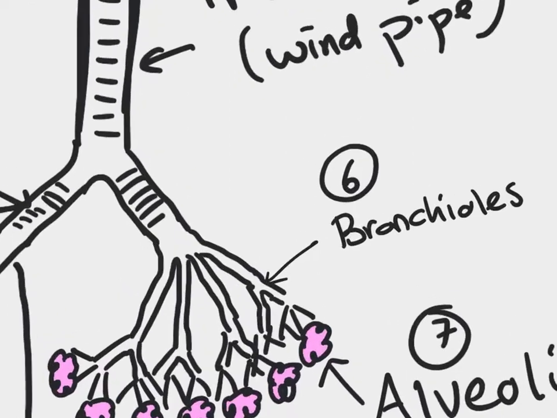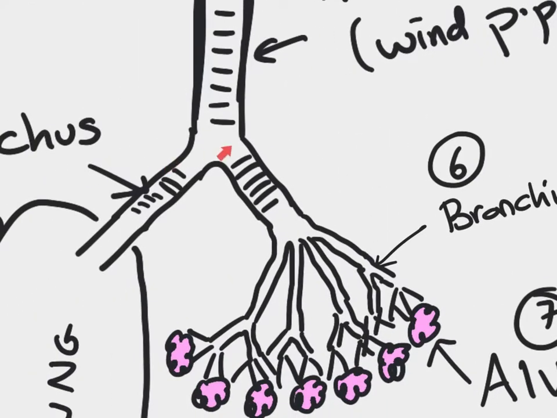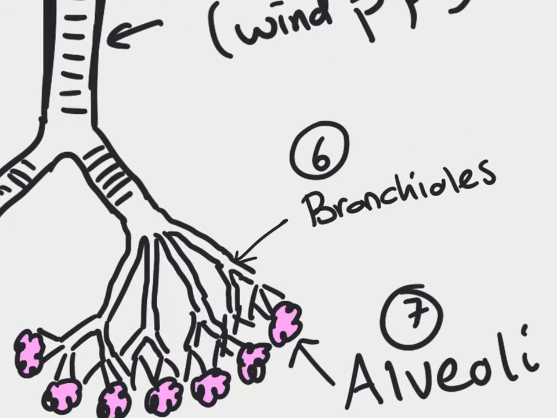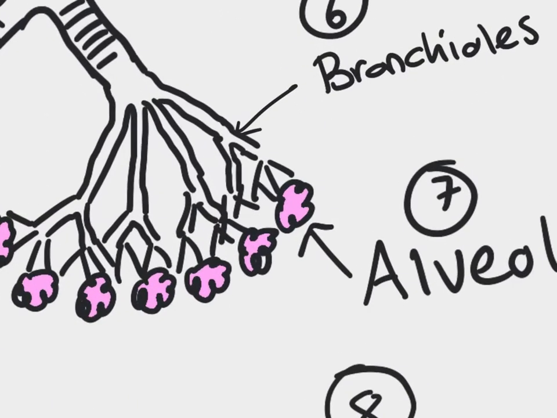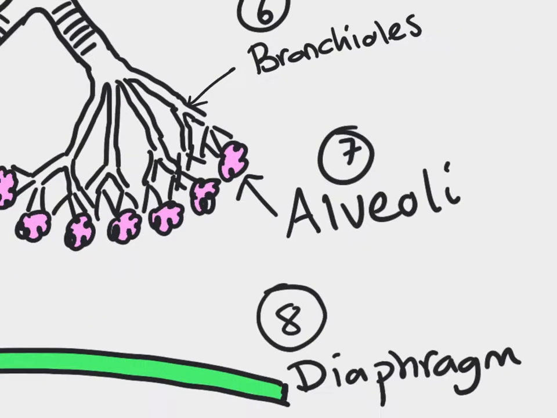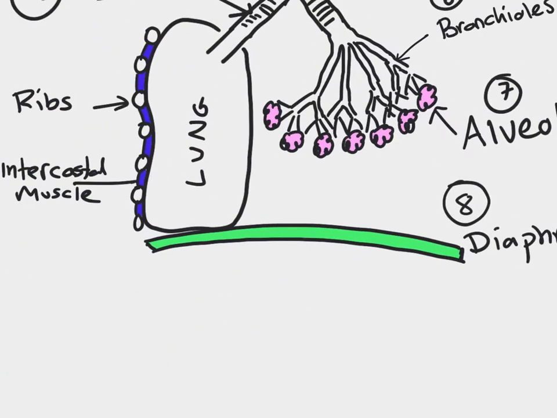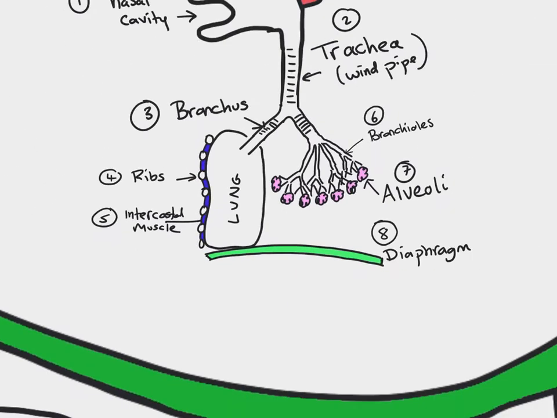Number 6, going back to the bronchus, it's going to split off again into these thinner parts, which are called the bronchioles. And then at the end of these, we've got the alveoli, number 7. That's where the gas exchange happens. Number 8 then, we've got the diaphragm at the bottom. And then in year 8, you're going to learn about how this expands and pushes down to pull in air.